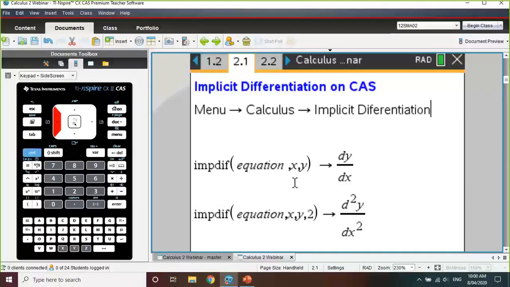If we want to work out the second derivative, we can simply put a 2 on the end there, so a comma after y followed by 2, and that'll spit out the second derivative for us straight away, which is really handy in exam situations.